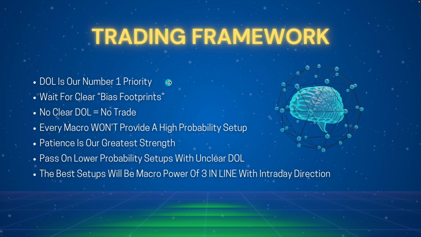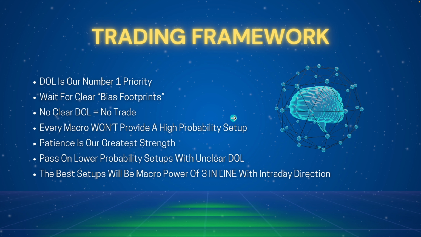Okay, so number one, draw on liquidity is our number one priority. Okay, if there's no clear draw on liquidity, we don't take a trade. Okay, so we want to wait for clear bias footprints, right? If you're having trouble, I'm always offside, I'm always in a short when the market goes up, or I'm always in a long when the market goes down, just trade less and wait for scenarios like the examples that we showed today where we're seeing a high fall just short of a session high, retrace into a macro, because it shows you what your bias should be leading into that macro window.